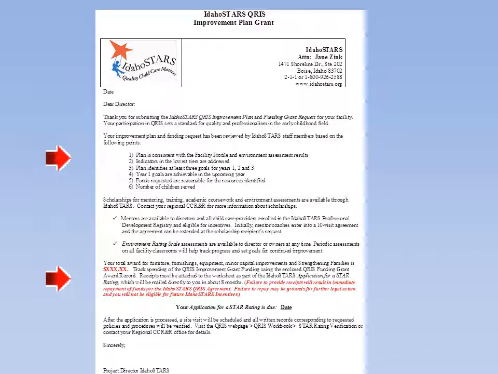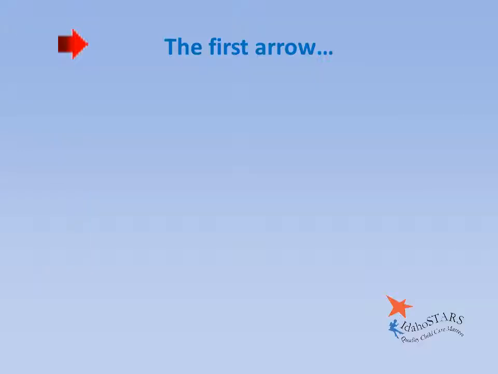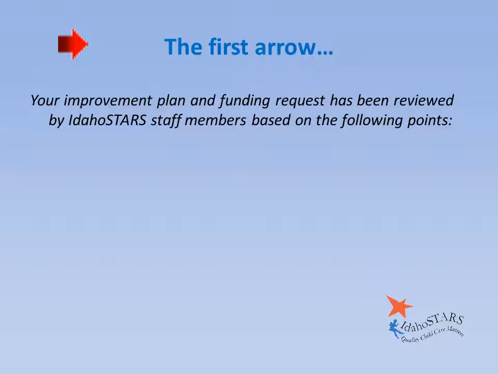This is what the IdahoSTARS Improvement Plan Grant Letter looks like. This is too small to read, so on the next 2 slides we will look more closely at the 2 paragraphs with the red arrows. The first paragraph that we identified with the red arrow lists the 6 criteria used by the IdahoSTARS staff to determine the amount of grant funds to be awarded. And here's how it reads.